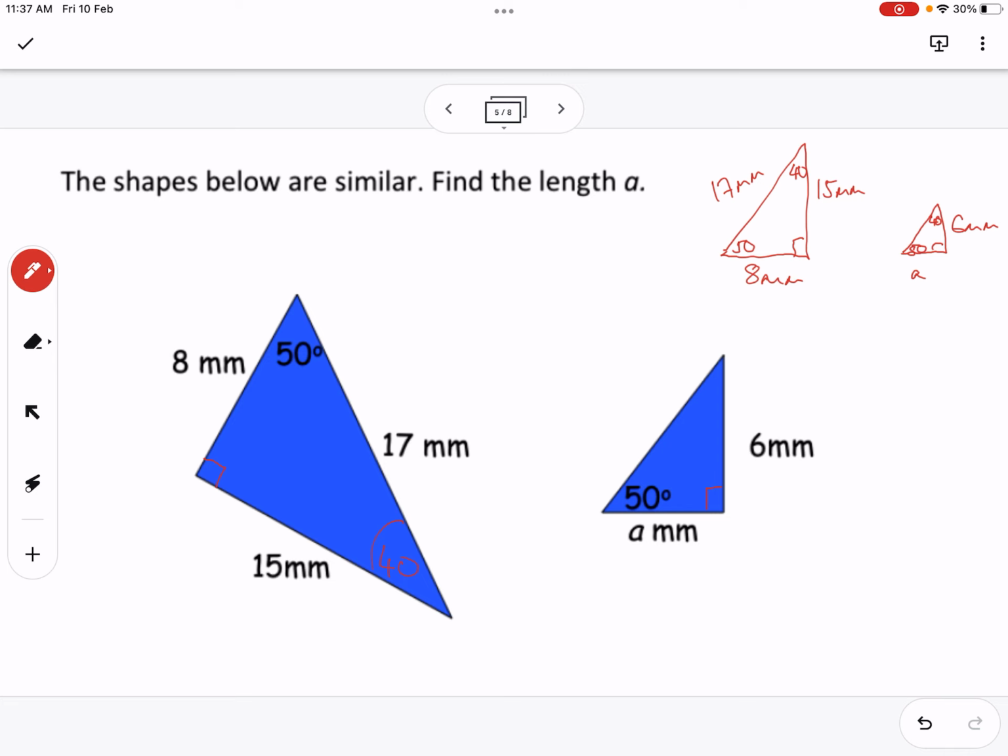And that now helps me to see what corresponds to what, because I can see that the 15 and the 6 correspond to each other, and the 8 and the A correspond to each other as well. The hypotenuse, although I was told it was 17 millimeters, is not going to be helpful for this question because I don't know anything about the hypotenuse of this shape and I've not been asked to work it out. So I can kind of ignore that. It's almost like a red herring.